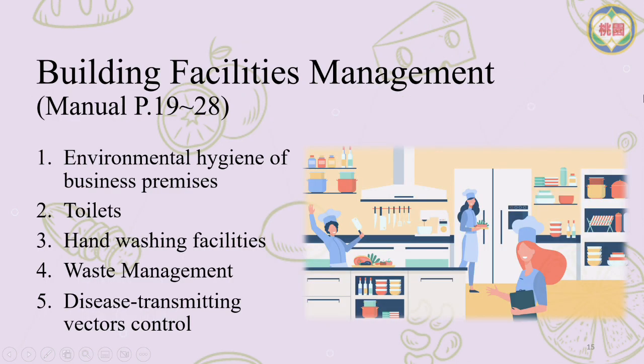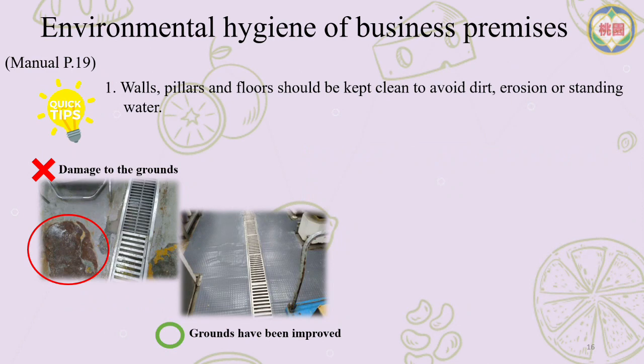The third management key point of the GHP guideline is building facilities management, which mainly manages the environmental sanitation and cleanliness of the workplace, as well as labeling and record management, including key points such as environmental hygiene of business premises, toilets, hand washing facilities, waste management, and disease-transmitting vectors control. For the environmental hygiene of business premises, the management points that need to be paid attention to are as follows.